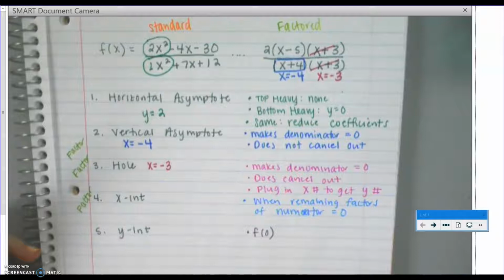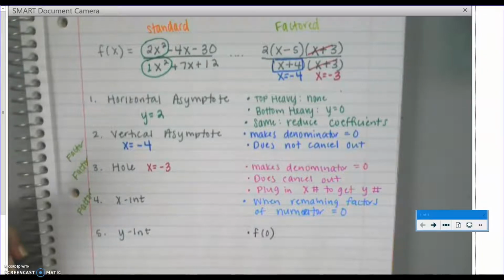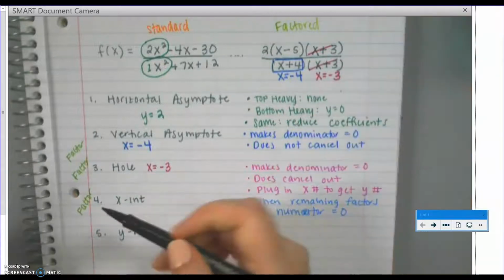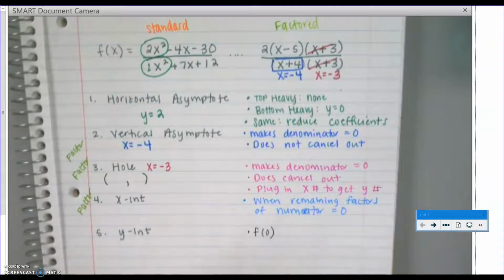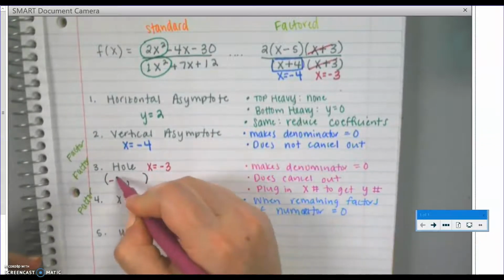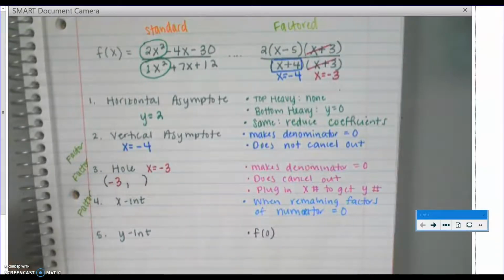So we have a vertical asymptote when x is equal to negative 4, and we have a hole when x is equal to negative 3. Now, a hole is a point. A hole is technically an ordered pair. So far, what I have found is the x value. Now I need to find the y value.